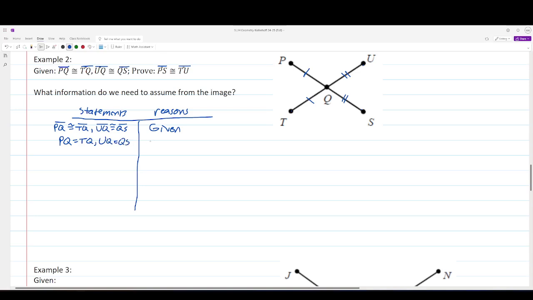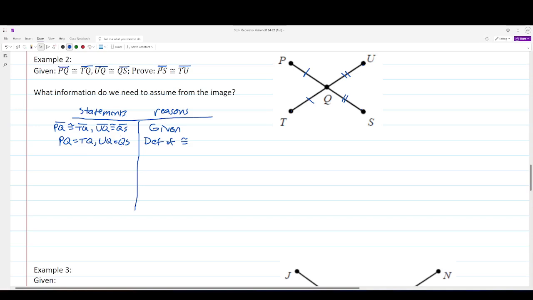Both of those have the same reason, so it's okay to put them on the same line, or you can do what we did in the proof above, which was to write one of them and then write the other one on the next line and use a ditto or restate the reasons. So our reason for this was the definition of congruent segments, or just definition of congruence. Now that we have that, nothing here connects, right? PQ, TQ, UQ, QS. None of those fit together, so we can't do anything else with that.